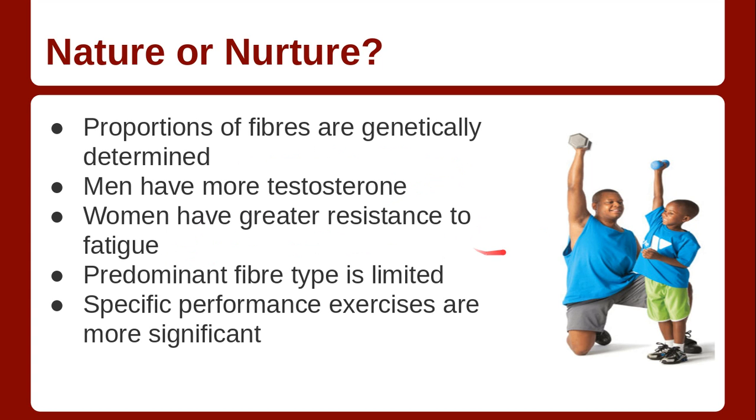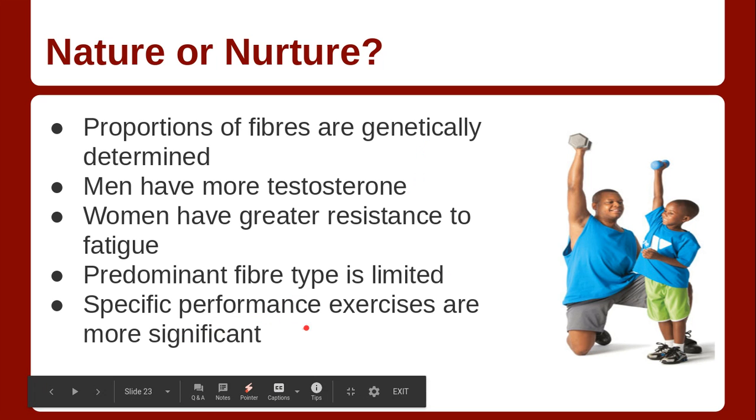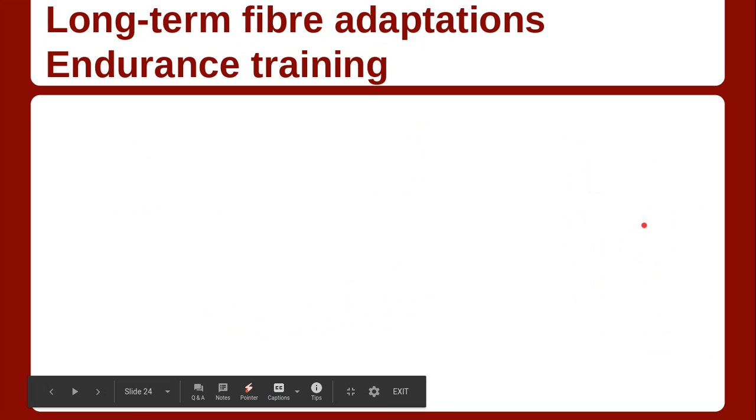Or maybe type 2A. And your predominant fiber type is limited. Again, nature is a natural thing. And specific performance exercises are more significant.